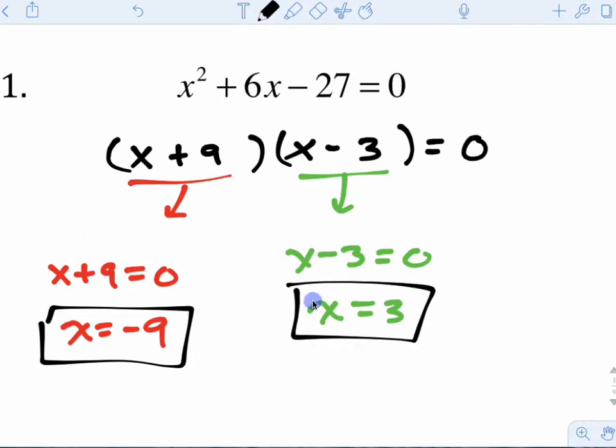So let's see, if x were equal to 3, 3 squared is 9, plus 18 is 27, minus 27 is 0. Amazing. Negative 9 quantity squared is 81. And then 6 times negative 9 is negative 54. 81 minus 54 is 27, minus 27 is 0. Amazing. They both work. All right, making moves.